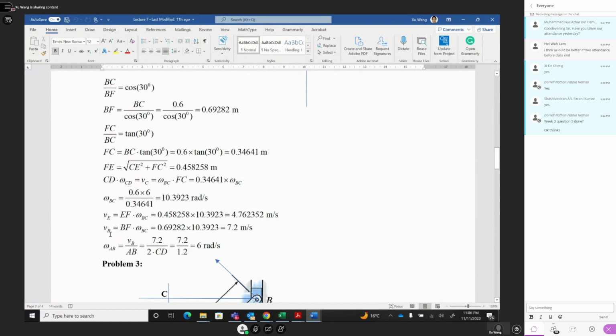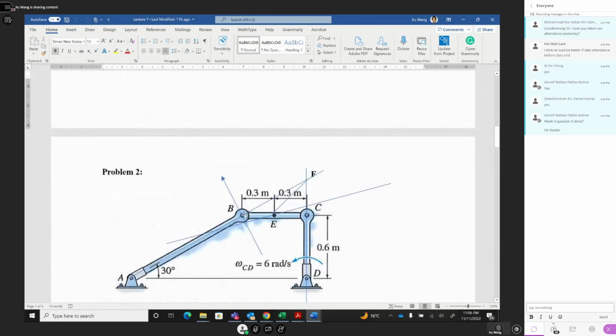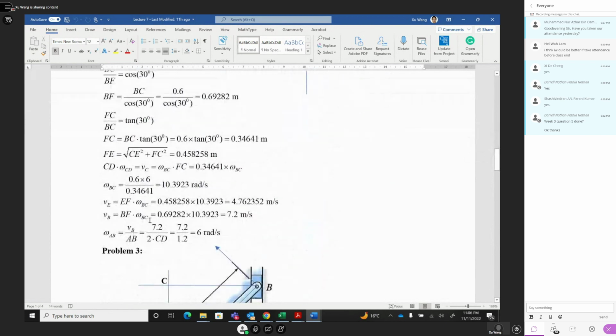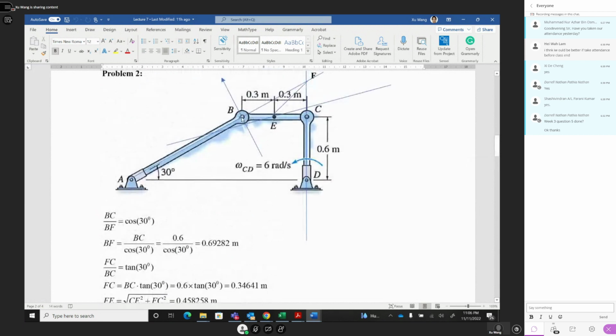And then how can we calculate the omega AB? We have the B point's velocity equal to omega BC multiplied by BF, right? So we get BF times omega BC equal to VB. BF we already calculated before, equal to 0.69. Omega BC we already calculated here, 10.39. And then you multiply together, you get 7.2. This is VB.